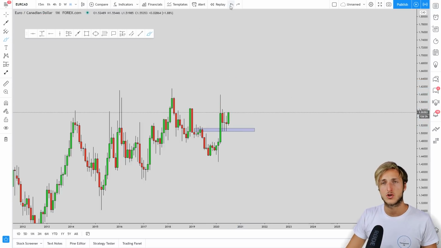So that is the reason for which on the monthly we wanted to see the continuation to the upside, because the W has already completed and we wanted to see the continuation to the upside.